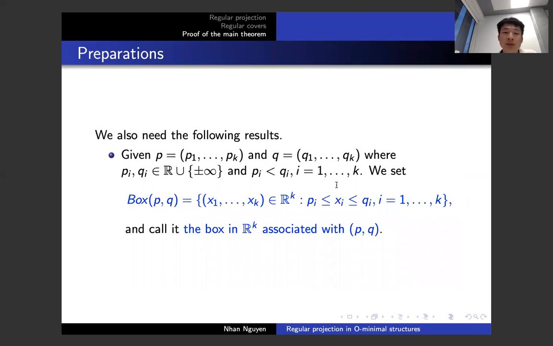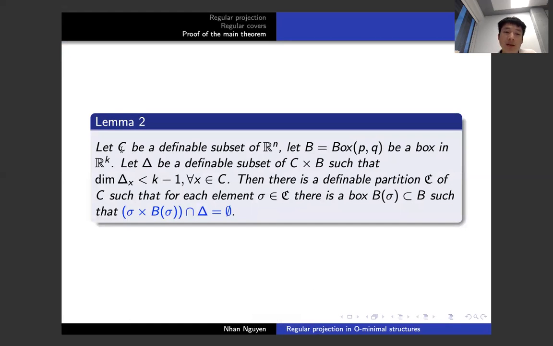We also need the following result. Here we define a box in Rk. Let C be a definable subset in Rn, let B be a box in Rk, and let delta be a definable subset in C cross B, so that the dimension of the fiber of delta at every x in C is smaller than k minus 1. Then there exists a definable partition of C so that for each element of the partition, there is a box in B so that this intersection is empty.